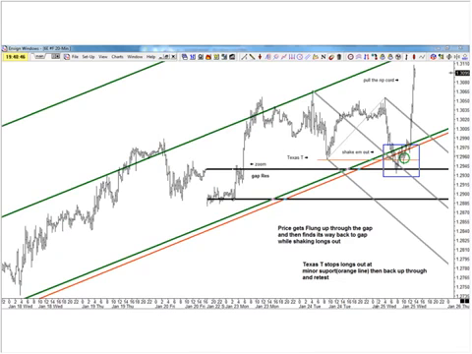Let me flash one more. And you can see price comes down here. We've got the exact same setup.